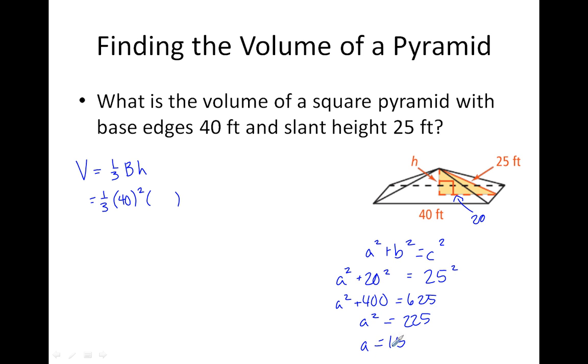So a is 15. This is also a 3, 4, 5 right triangle, but everything is multiplied by 5. So we have 3 times 5, 4 times 5, 5 times 5. So if you notice that, that's awesome. If not, Pythagorean theorem works every single time. So our height is 15. So now we do 40 squared times 15. Take that number, divide it by 3, and we find we get 8,000. Our units were feet, so our answer is cubic feet, or feet cubed.